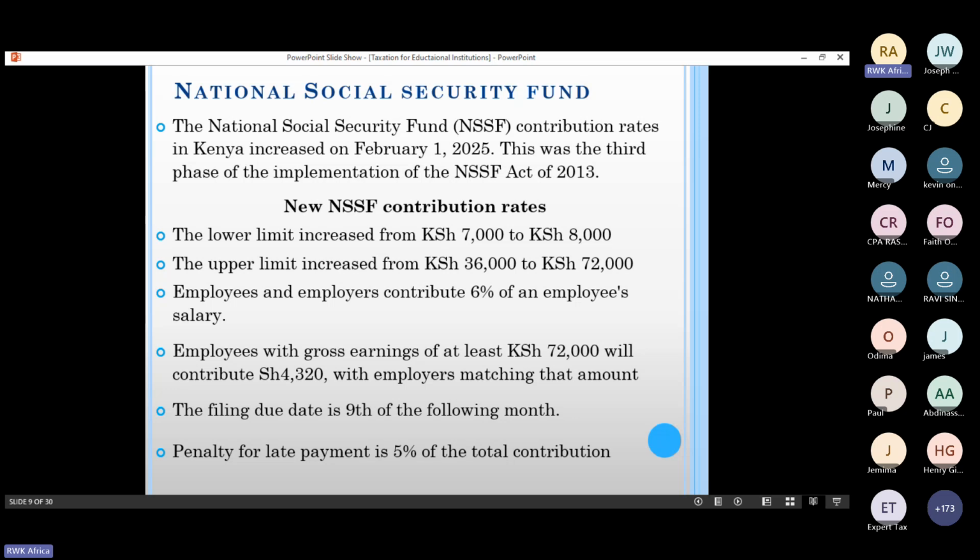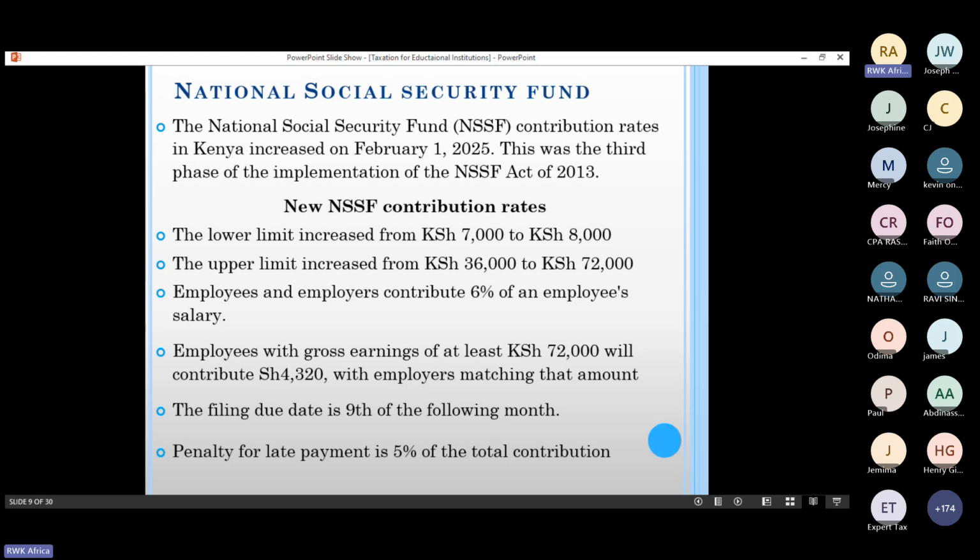Then the upper limit being 72,000. This means anyone earning above 72,000, say 72,500, or any amount above 72,000, the contribution will be the same. There is no change. That is the upper limit. So above 72,000, going forward, the contribution will be 6% of 72,000. And 6% of 72,000 is 4,320. So at the end of the day, if you're earning, let's say 72,000, your contribution will be 4,320, and the employer will contribute the same 4,320. So you're going to get 8,640 in your NSSF account for that month.